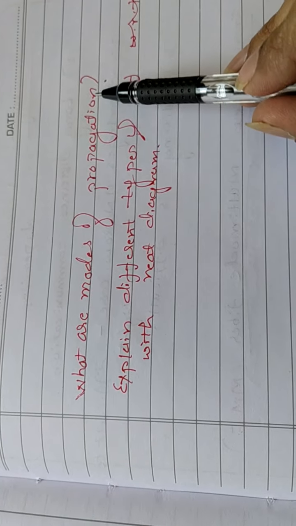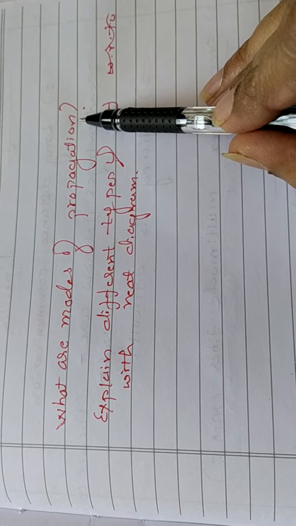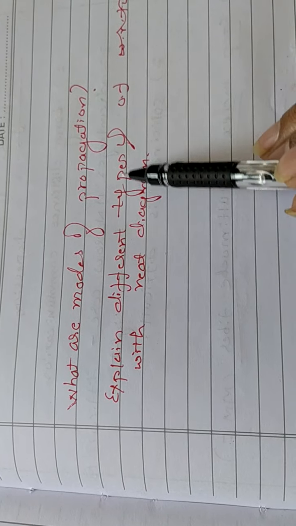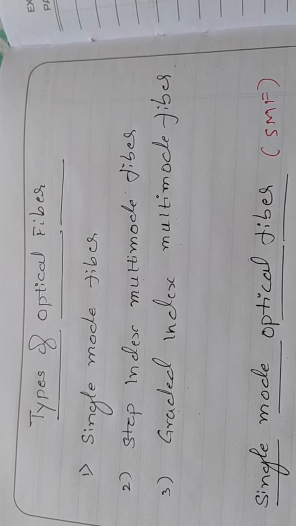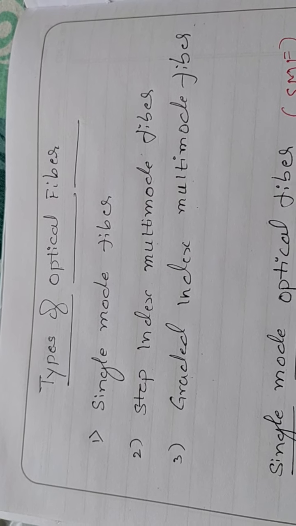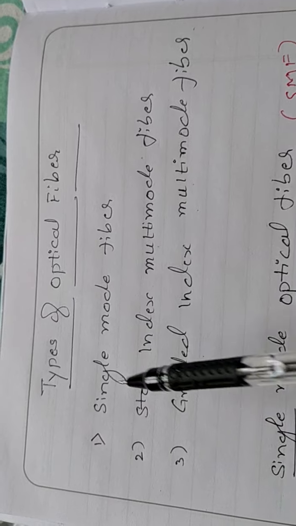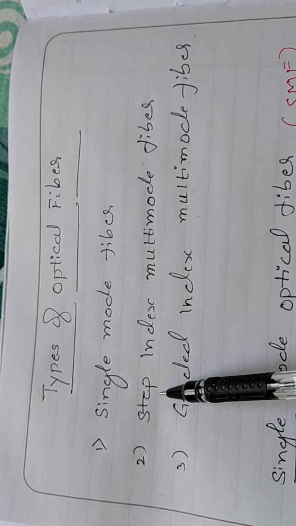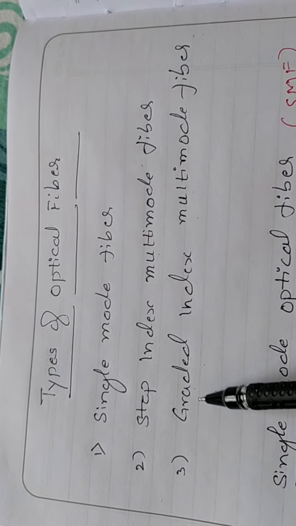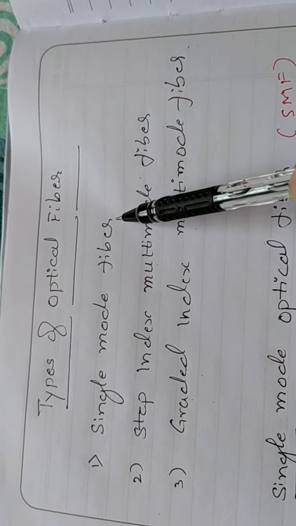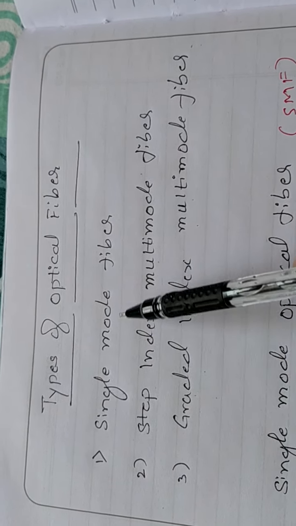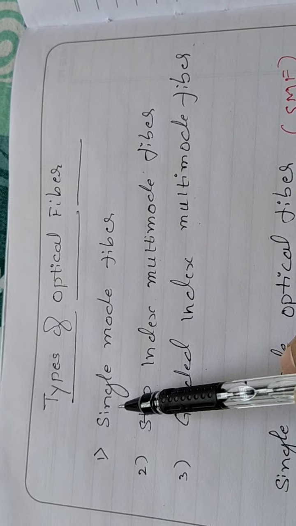Modes of propagation were already explained in my previous video. Now we shall discuss different types of the optical fibers. Based on the modes of propagation and refractive index profile, optical fibers have been classified into three categories. One is the single mode fiber, second is the step index multimode fiber, and third is the graded index multimode fiber.